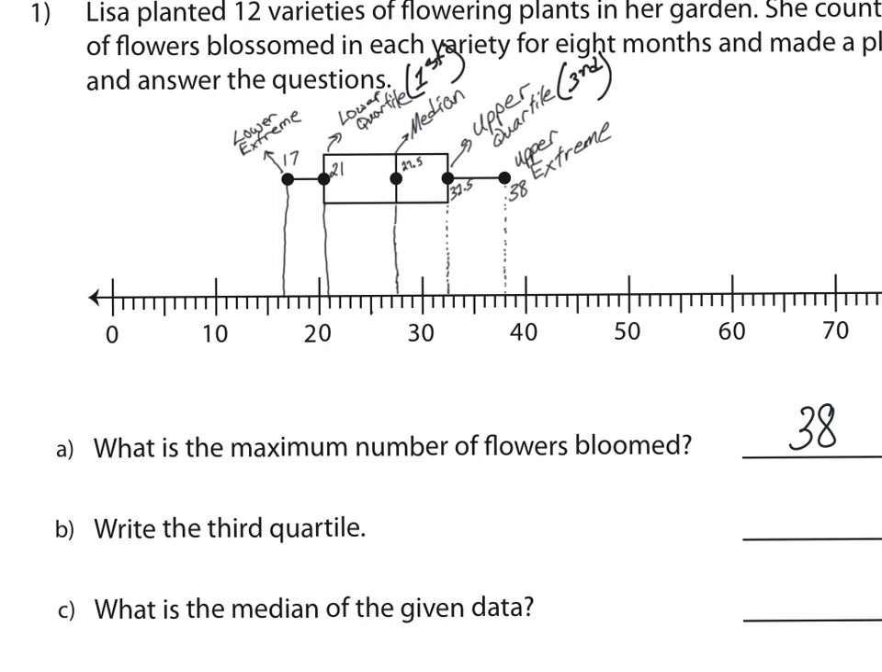Okay, so we have a first and a third quartile. The median would be the second quartile, or half the data. When we're writing the third quartile, all we're doing is copying down that number that's lined up with the upper quartile. And what is the median of the given data?